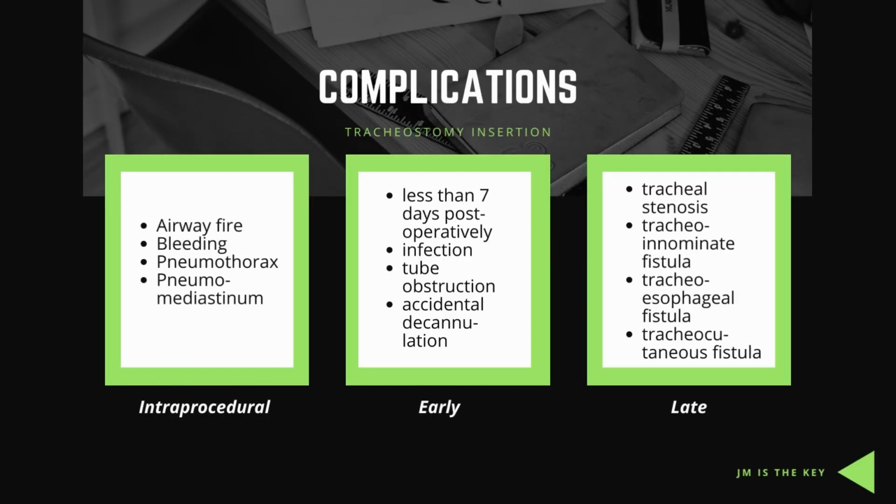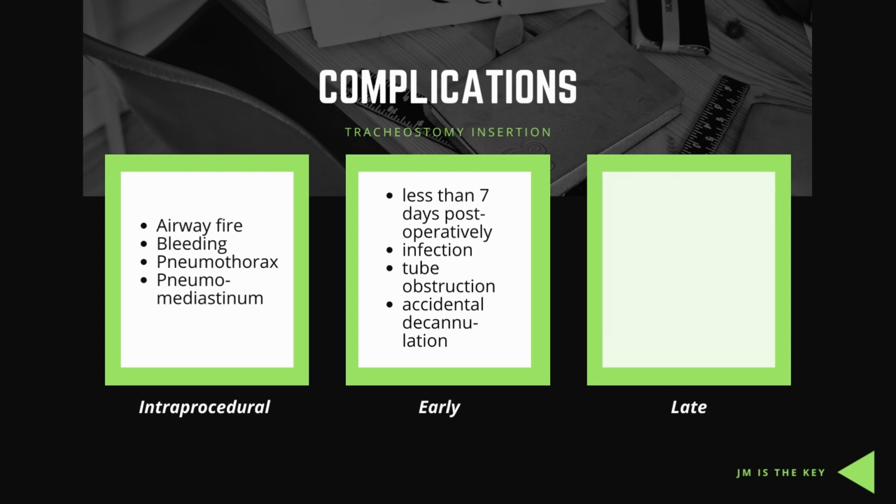Complications can be divided into intraprocedural, early, and late. Intraprocedural complications include airway fire, bleeding, pneumothorax, and pneumomediastinum. Early complications are those less than 7 days post-operatively and include infection, tube obstruction, and accidental decannulation. While late complications include tracheal stenosis, tracheoinnominate fistula, tracheoesophageal fistula, and tracheocutaneous fistula.